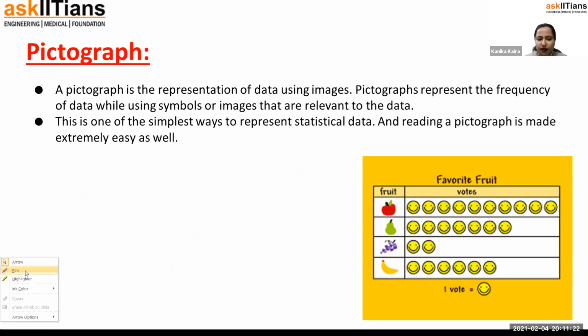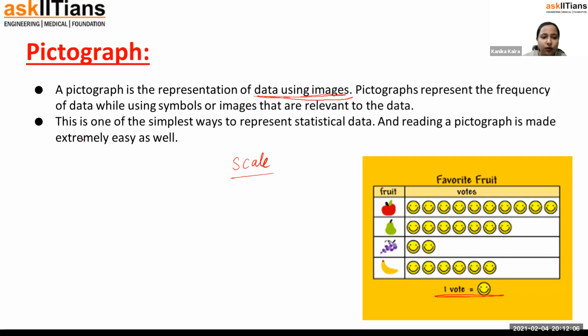So pictographs are basically, it's like a funnier way of representing the data in the form of graphs. So pictograph is you represent the data value in the form of pictures. Pictures can be any suitable picture according to the diagram, according to the question given. So a pictograph is the representation of data using images. As I told you, you have to represent data in the form of images. And you have to choose the scale again in this case. Like in this, they have chosen 1 vote as 1 smiley. Or you can choose 2 votes as 1 smiley, depending upon the values given.